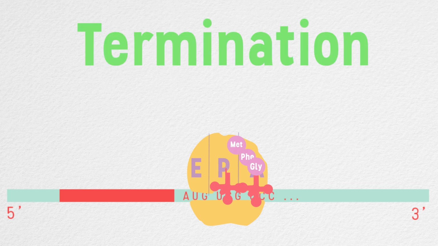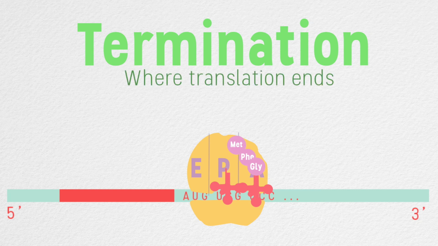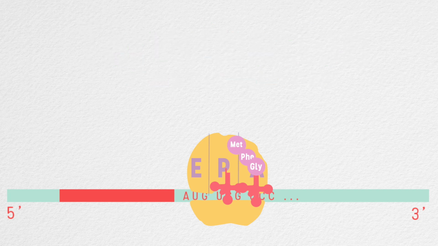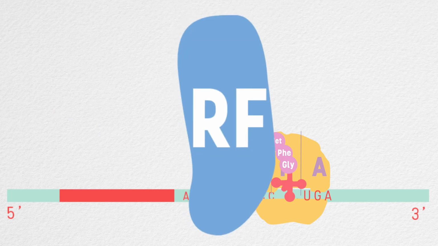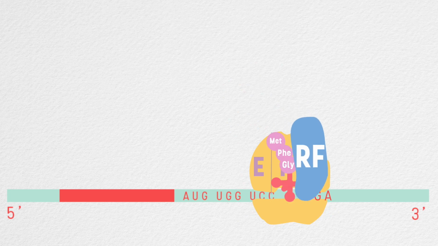Last is termination. Sadly, even good movies have to end. Polypeptides, like a good movie, must eventually come to an end. As you can guess, this phase is where translation ends. It is when a stop codon in the mRNA, which is UAA, UAG, or UGA, enters the A site. These stop codons are recognized by proteins called release factors.